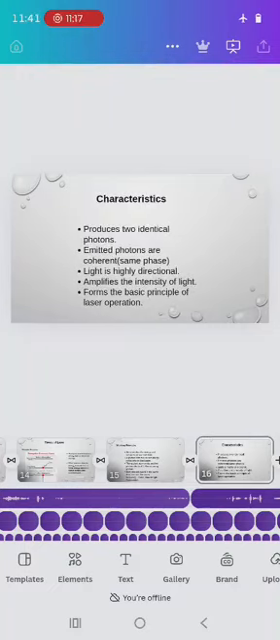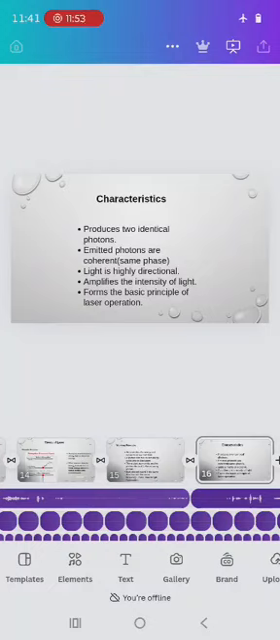Now the characteristics. The first point is that it produces two identical photons. The next point is that the emitted photons are in the same phase, coherent. What is coherent? Coherent means the emitted photons are in the same phase.